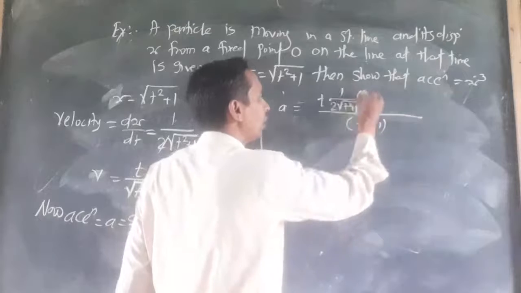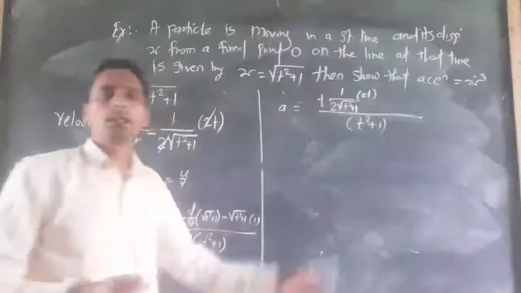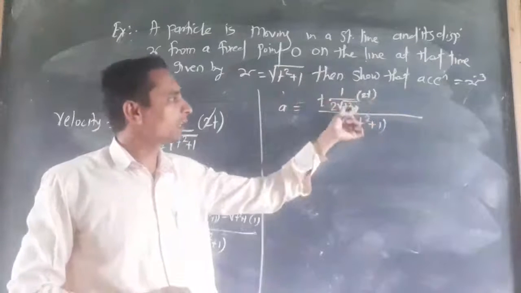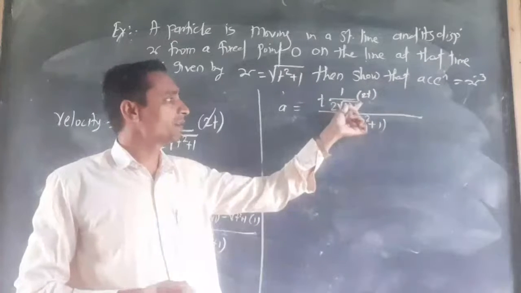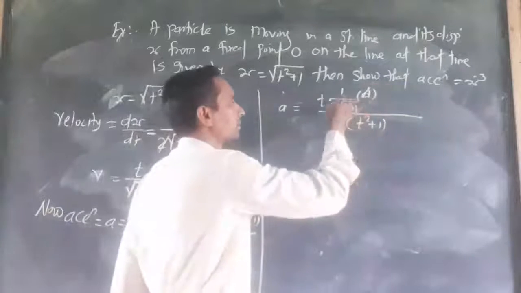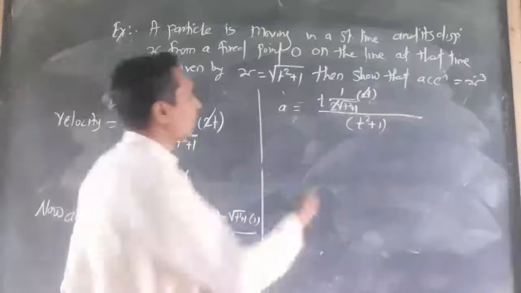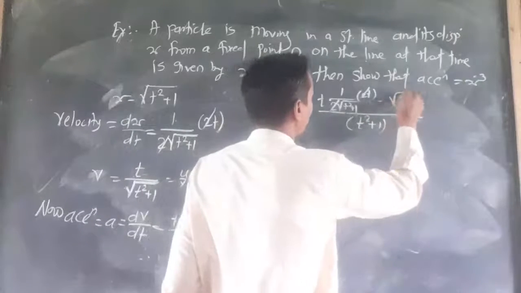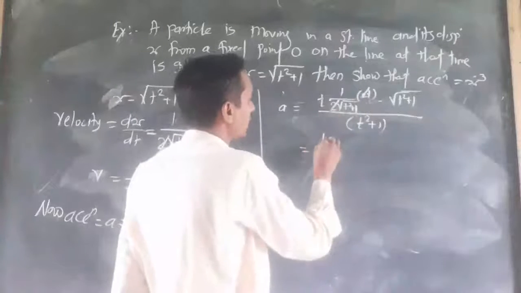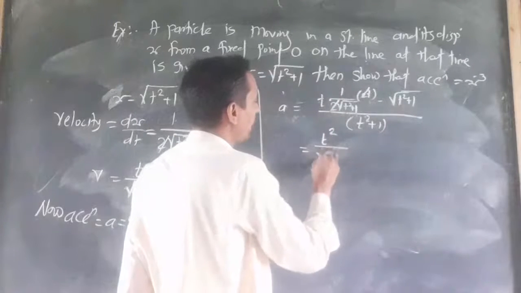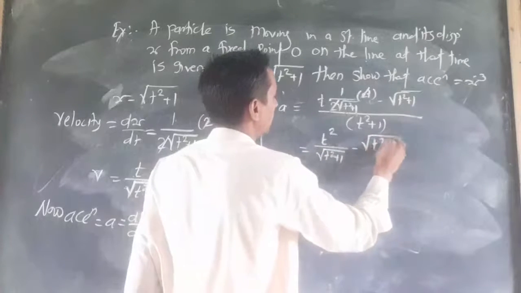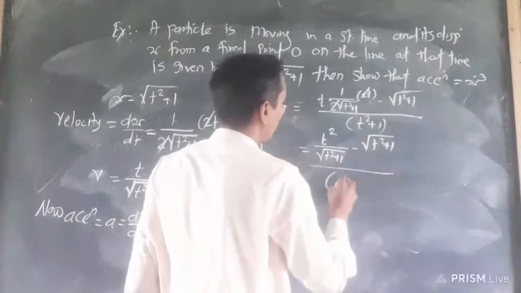Again find the derivative of this term. The derivative of t square is twice t. The derivative of 1 is 0. Therefore the derivative of t square plus 1 is twice t. 2 cut. Minus root of t square plus 1. Here t into t, the answer is t square, divided by root of t square plus 1, minus root of t square plus 1 divided by t square plus 1.